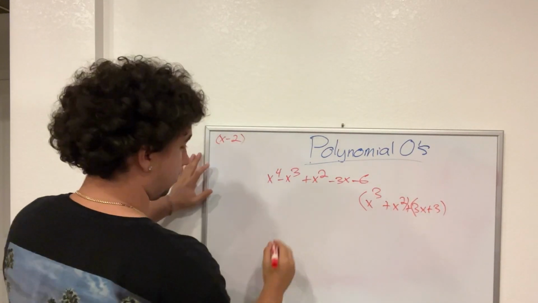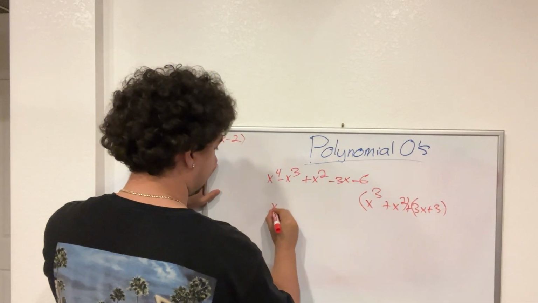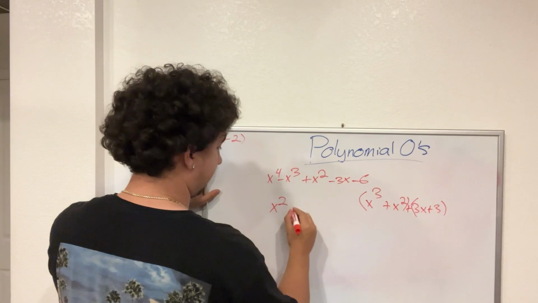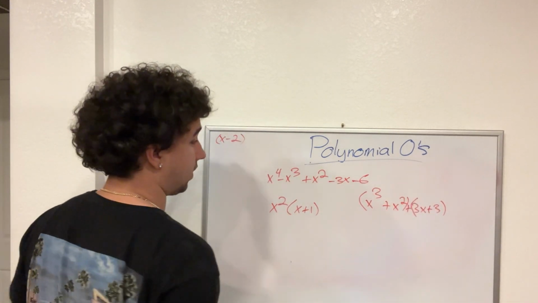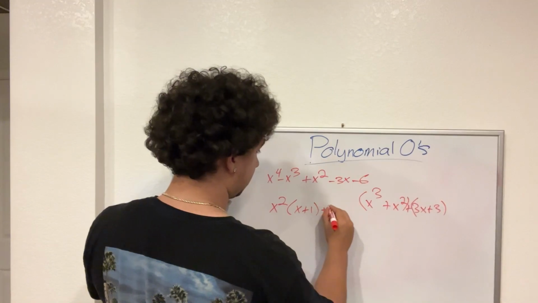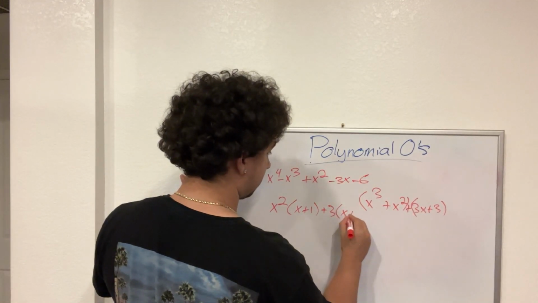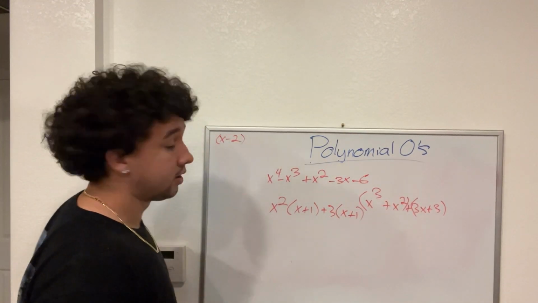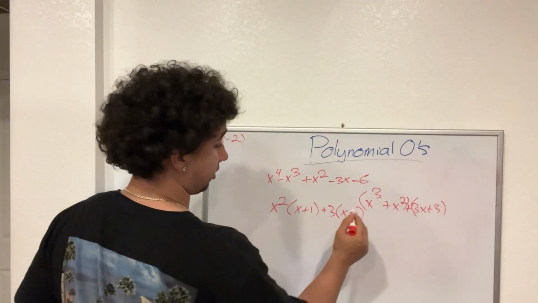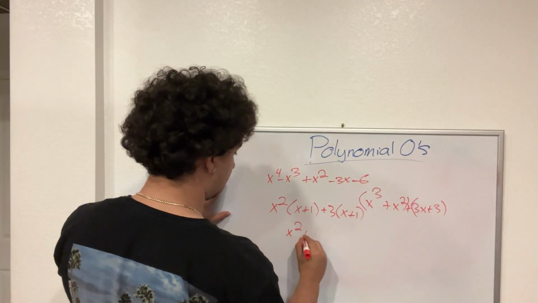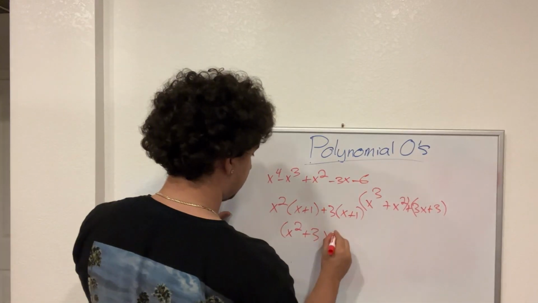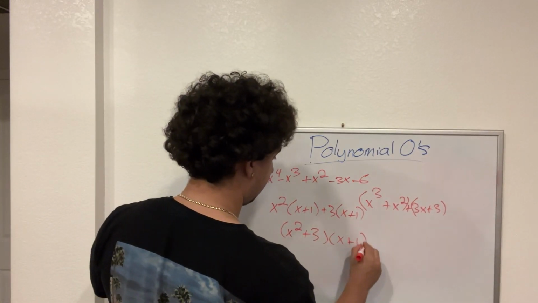If I take out the highest degree term here, I'm going to be able to take out x squared, since they both have that in common. That leaves me with x plus 1. Same thing here, I can take out a 3, so plus 3. And then I get x plus 1 again. You know that you factor by grouping correctly if your terms are the same. So that gives me x squared plus 3 times x plus 1.